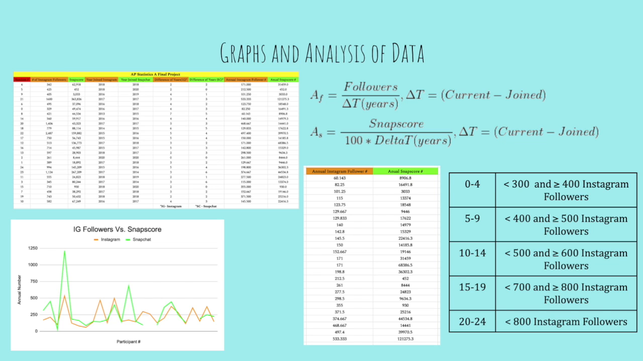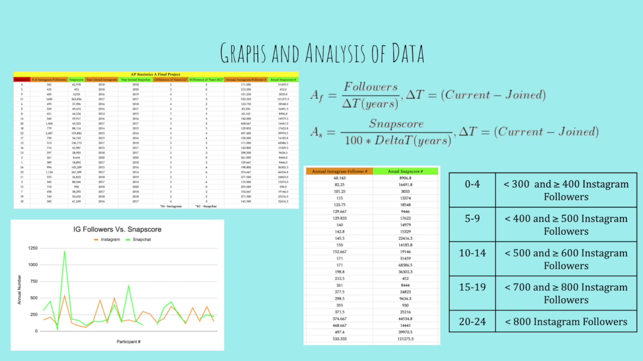But with Snapchat, I had to multiply that delta T by 100, because snap scores, like I said, are generally higher. So multiplying it by 100 would bring down the value to where I can assess them both on an equal scale, and they're both in the hundreds range. Because usually before I did the multiplying by the 100, snap score would be in the 10,000s and Instagram followers were in the hundreds. So then I decided to implement the 100 into the denominator to find the annual snap score so they could be in the same range.